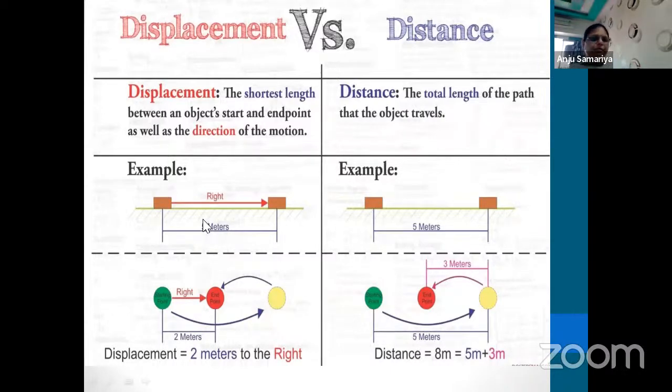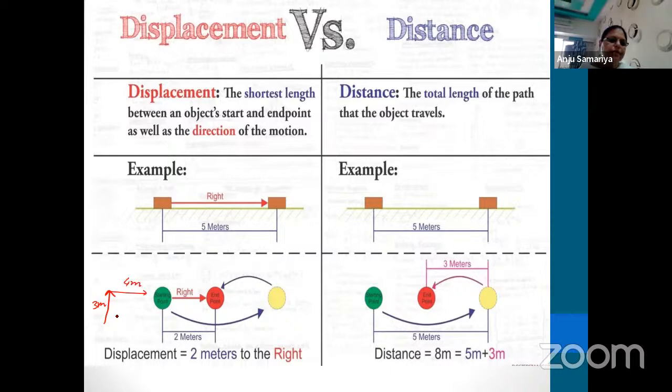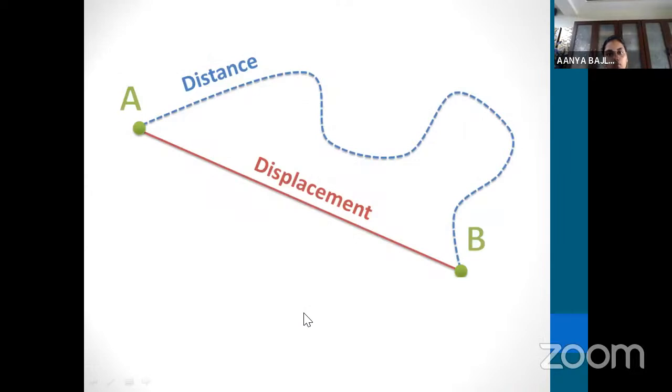Okay, for example, suppose a boy is moving north 3 meters and then moving east 4 meters. So the displacement here will be 5 meters by Pythagoras theorem. And the direction will be northeast. Clear? Any doubt? No. So this is to define distance and displacement.